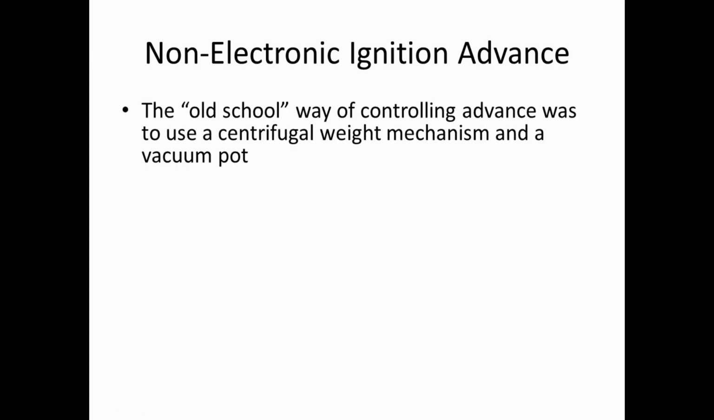Now, non-electronic timing advance. Back in the days before computers, and they still make these in aftermarket distributors, usually for retro applications, we had to get a little creative and figure out how to advance the timing without the use of computers. The old-school way of controlling timing advance was to use what they call a centrifugal weight mechanism, or a mechanical advance, and a vacuum pot, which was our vacuum advance.